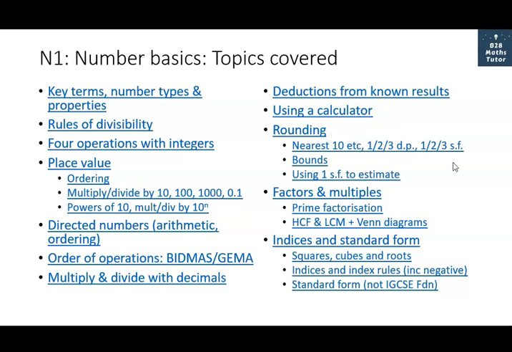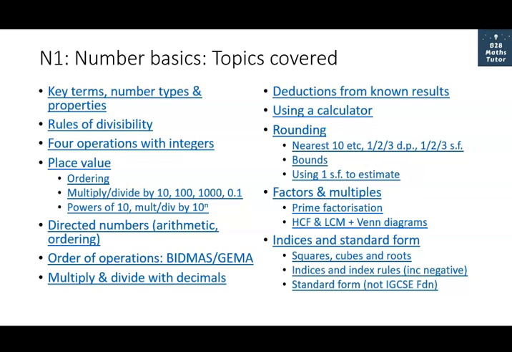Rounding, you've got to be able to round to the nearest whole number, the nearest 10, the nearest 100, the nearest tenth, the nearest hundredth, and so on. We also do rounding to decimal places and rounding to significant figures, which is probably the hardest one to get your head around. Also looking at bounds, upper and lower bounds, and using one significant figure to estimate a calculation.